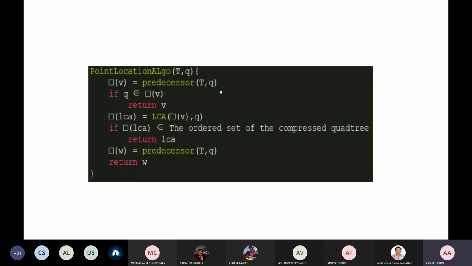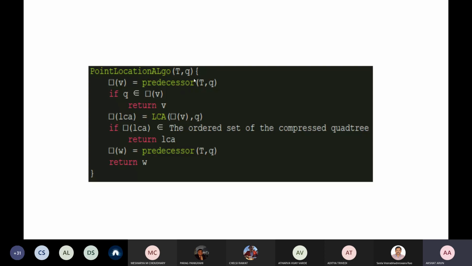So let square LCA be the LCA of square V and Q. If square LCA lies in the ordered set of the compressed quadtree, that implies it is a part of the compressed quadtree, so we return LCA. But what if LCA is not a part of the compressed quadtree? Then we cannot return LCA. In that case, we compute the predecessor of the LCA. We get square W and then we return W.